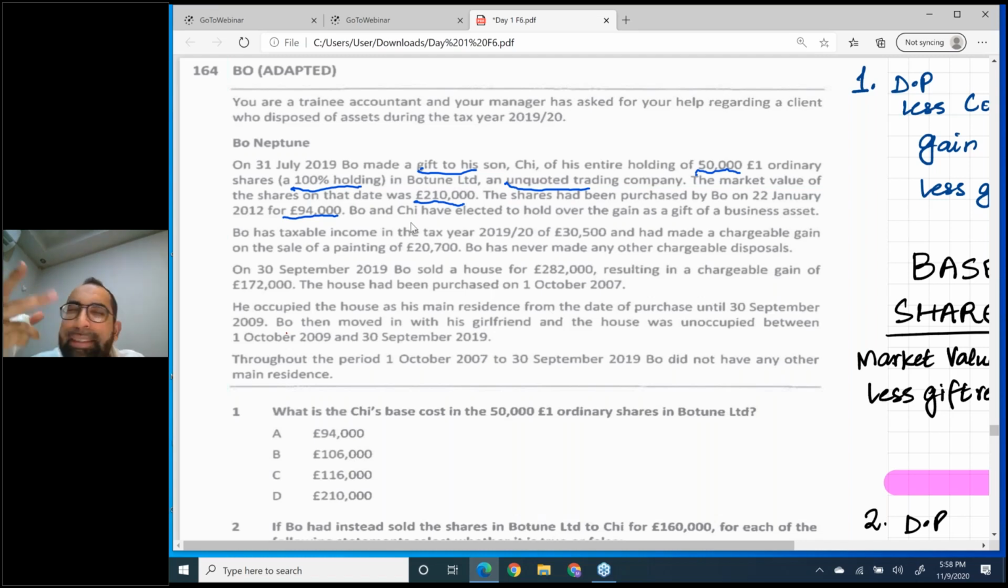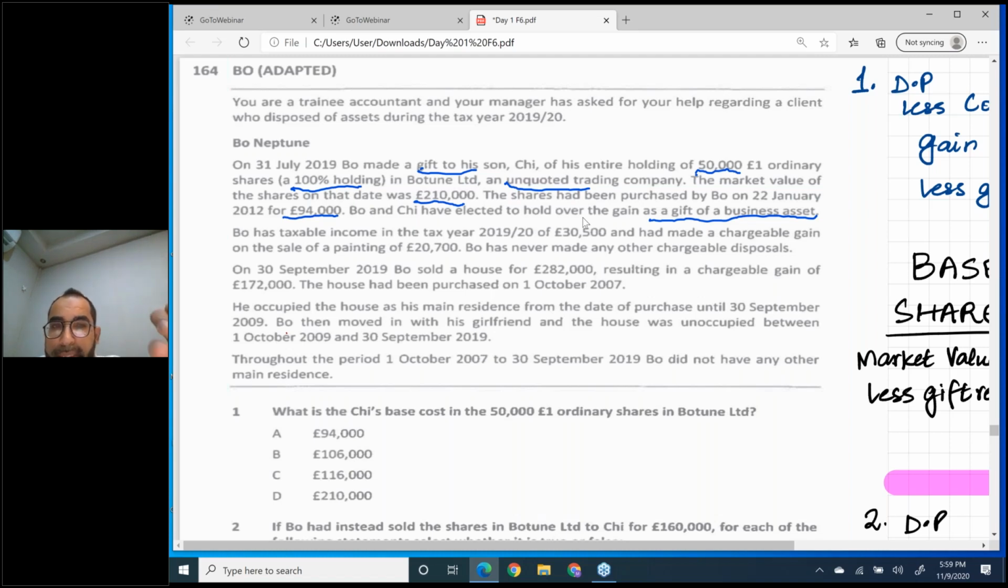So easily you can calculate the gain. The difference is the gain. Now, one more very important thing. Bo and she have elected to hold over the gain as a gift of business asset. Gift relief is also called holdover relief. The examiner uses the word holdover relief. So yes, they both elected for gift relief.